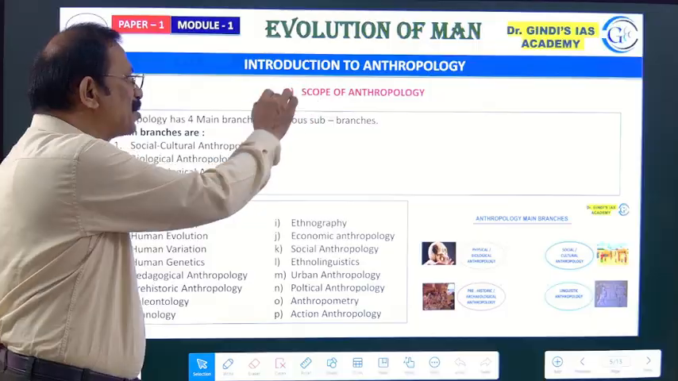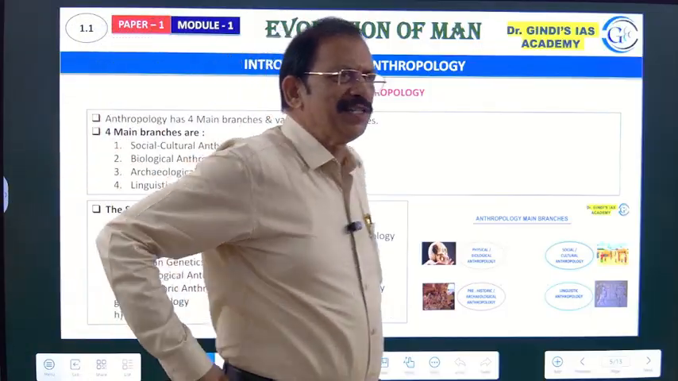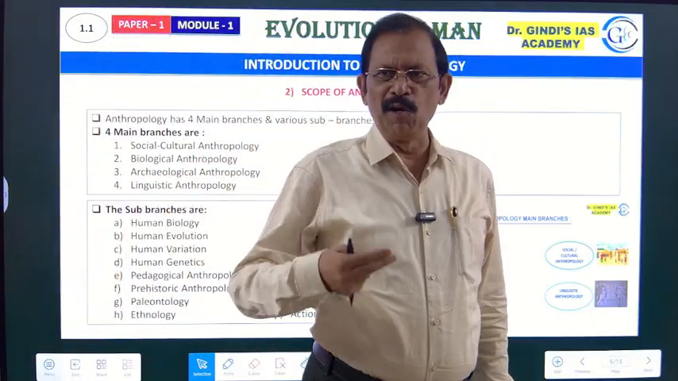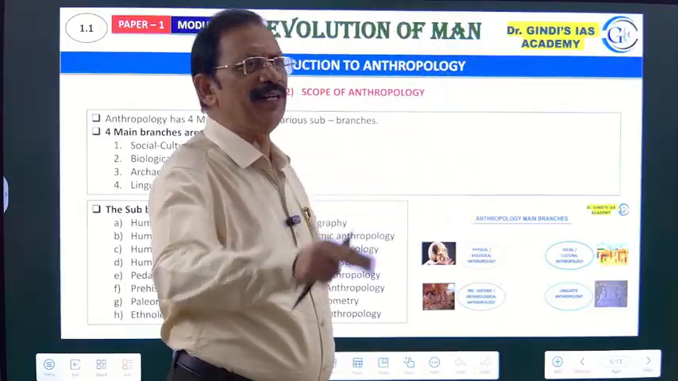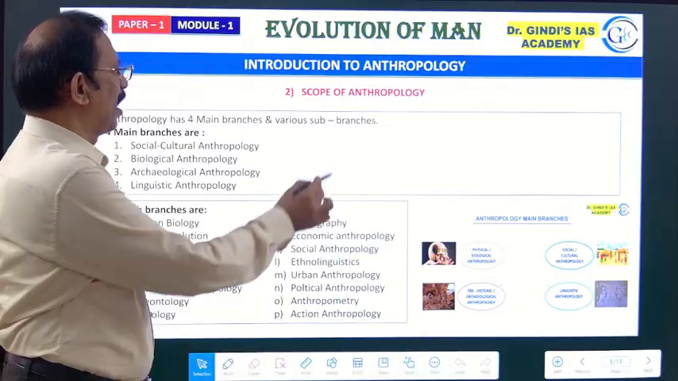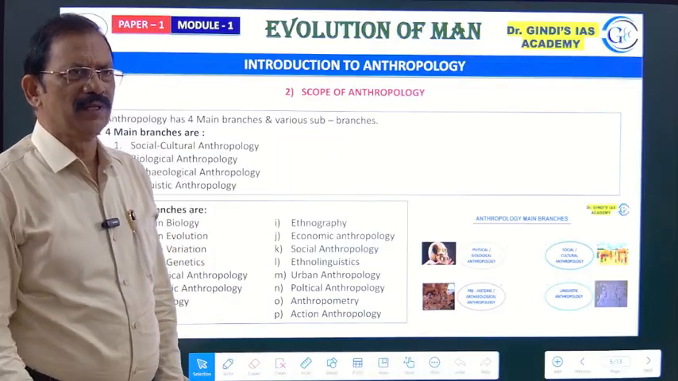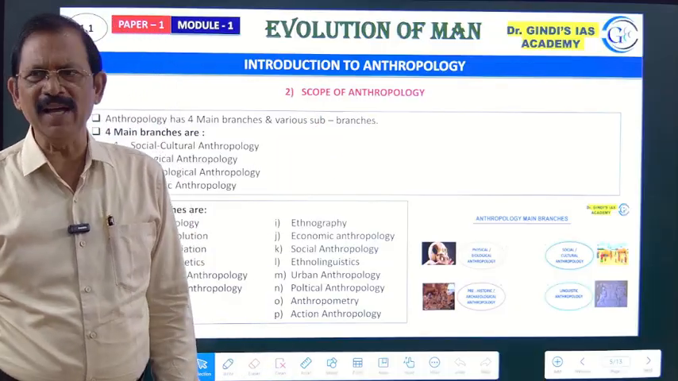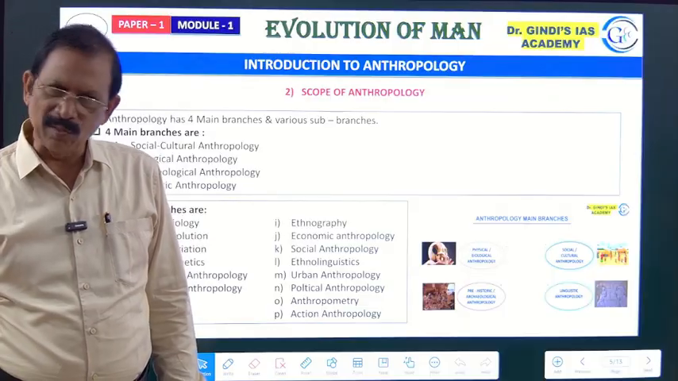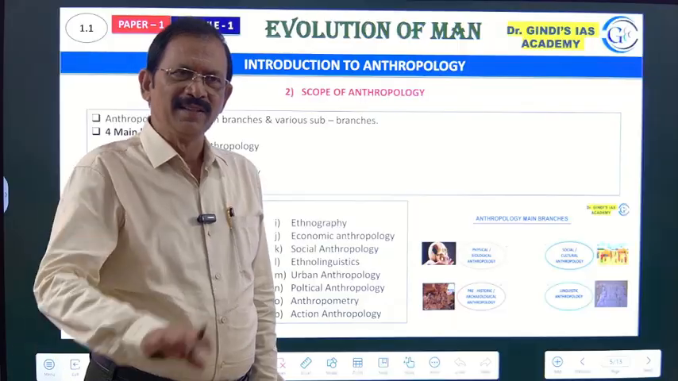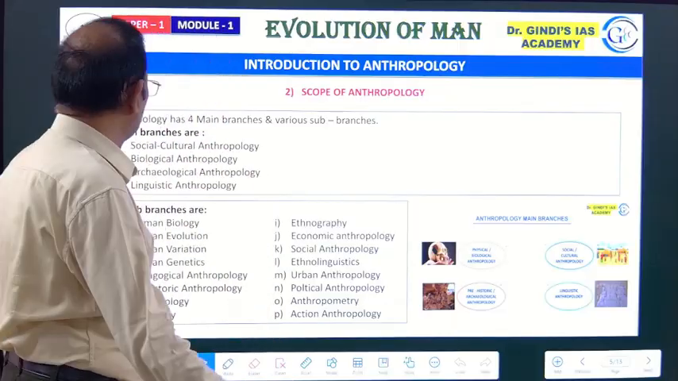So what is the scope of anthropology? What are the boundaries of anthropology? Where can we do research? Where can we do study? These are the things under the scope of anthropology. Second heading, scope of anthropology under UPSC syllabus 1.1. Meaning is already completed. Then the scope of anthropology.